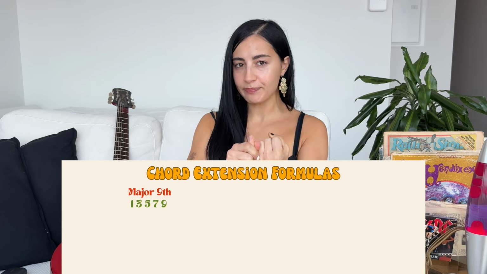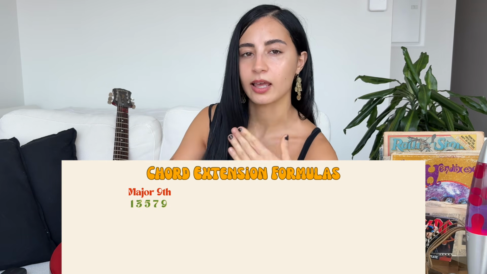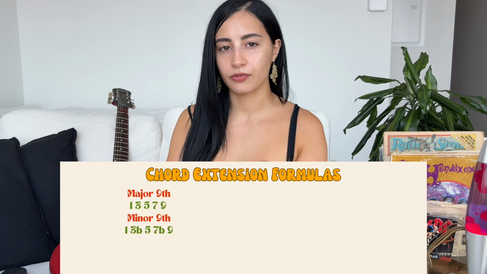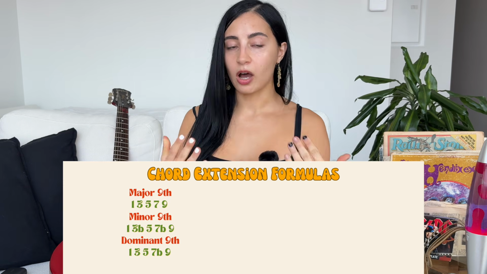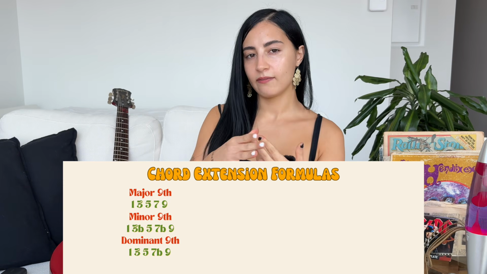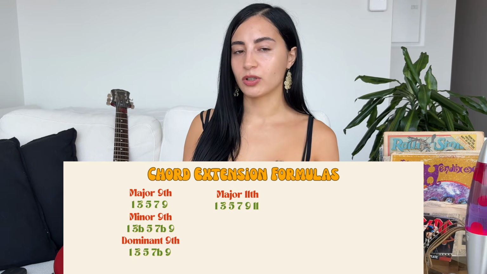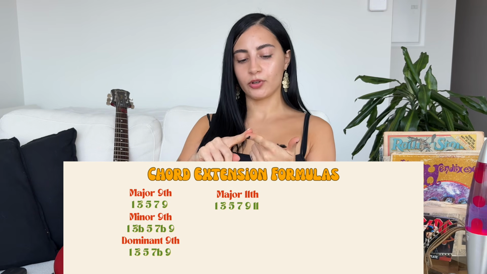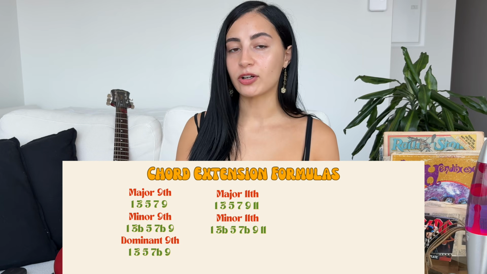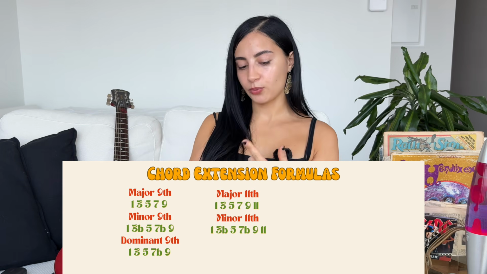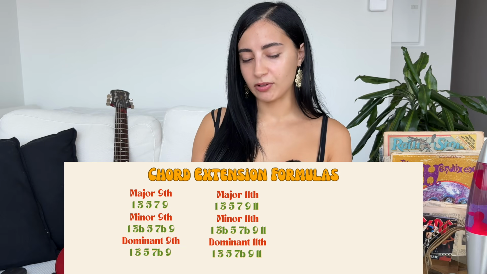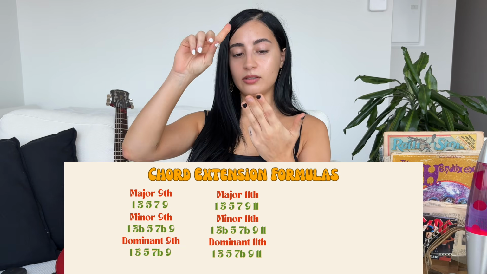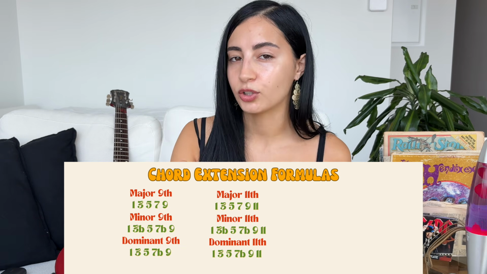So the major 9th chord formula is made up of a 1st degree, a 3rd, a 5th, a 7th, and a 9th degree. A minor 9th is the 1st, flat 3rd, 5th, flat 7th, and 9th. A dominant 9th is 1st, 3rd, 5th, flat 7th, and 9th. The major 11th chord formula is a 1st degree, 3rd, 5th, 9th, and 11th. The minor 11th chord formula is a 1, flat 3, 5, flat 7, 9, 11. The dominant 11th chord is made up of the 1, 3rd, 5th, flat 7th, 9th, and 11th degree of a scale.